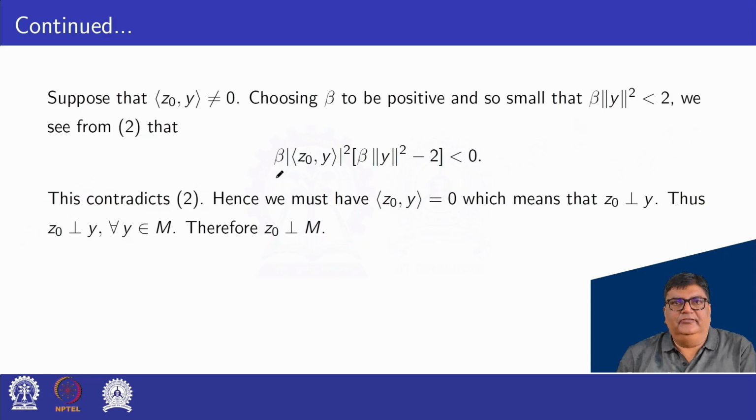the inequality is reversed: beta into the square of the modulus of the inner product of z0, y into beta norm y squared minus 2 is less than 0. This contradicts equation 2. Hence, we must have the inner product of z0, y equal to 0, which means that z0 is perpendicular to y. Thus, z0 is perpendicular to y for all y belonging to M. Therefore, z0 is perpendicular to M.